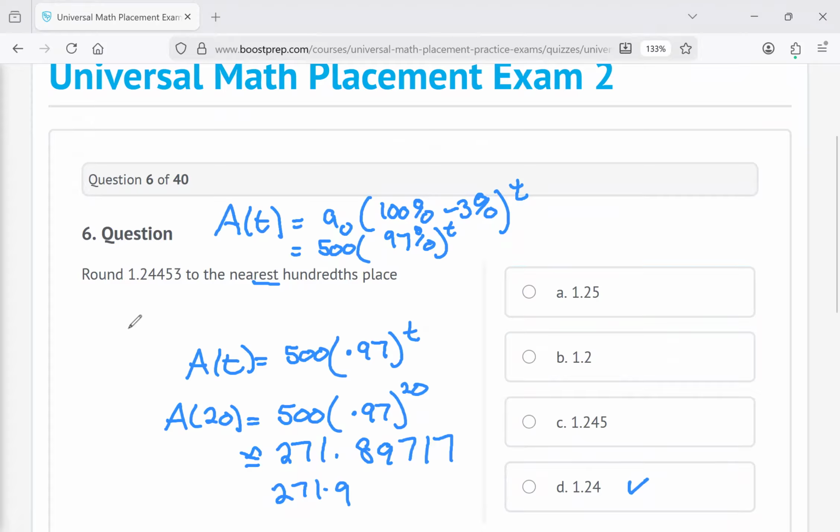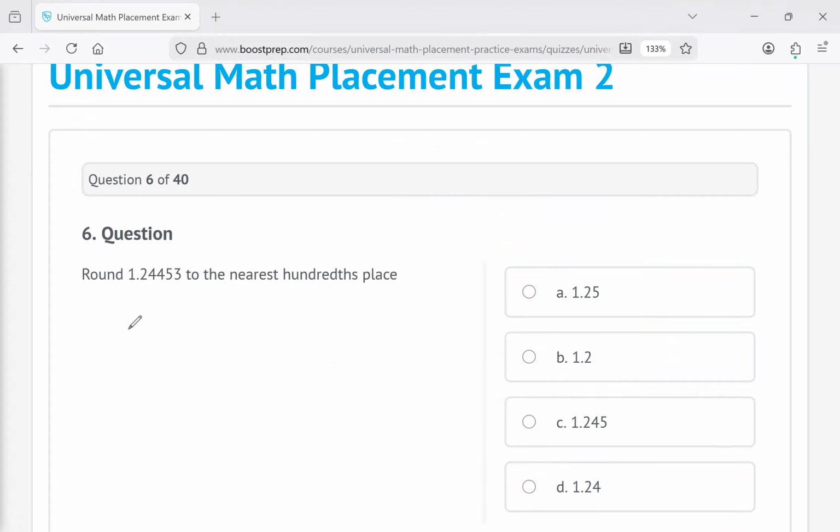Question 6. Round 1.24453 to the nearest hundredth. Pretty simple, you just need to know your place values. Two is the tenths, four is the hundredths. So here's the four, and you look at the neighbor. If it's five or beyond, you round up. The neighbor is four, it's not five or beyond, so you do not round. So your final answer will be 1.24.